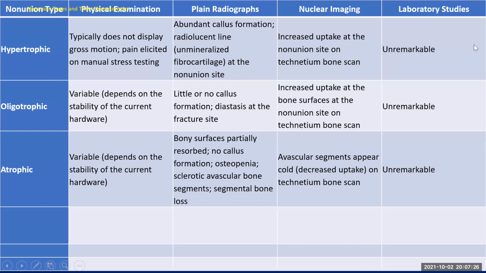Now, this is a chart in short by which you can remember. Hypertrophic does not display gross motion, pain is elicited on manual stressing. In atrophic, an abnormal radiolucent line is seen at the site, with increased uptake on the scan, and oligotrophic, that way we have discussed all these.